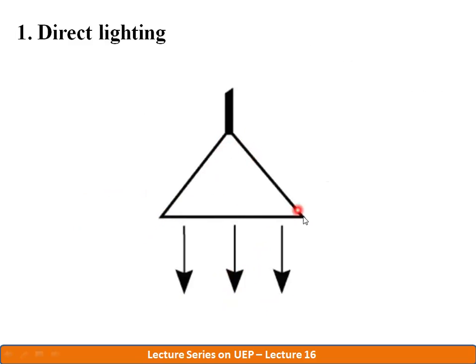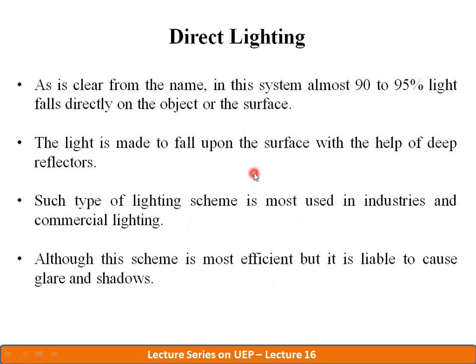A reflector is a device which reflects the light. The length of the reflector is increased, that's why it's called a deep reflector. So 90 to 95% directly falls over the object on the surface. The light is made to fall upon the surface with the help of the reflector. Such a lighting scheme is most widely used in industries as commercial lighting. Although this scheme is most efficient, it is liable to cause glare and shadow.